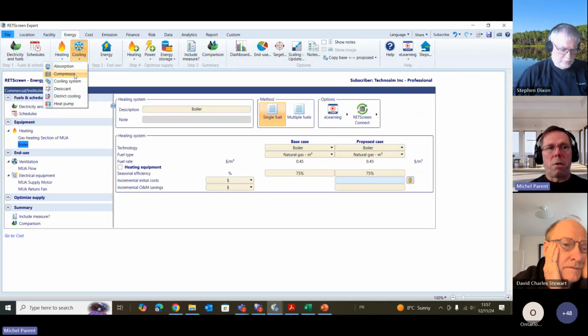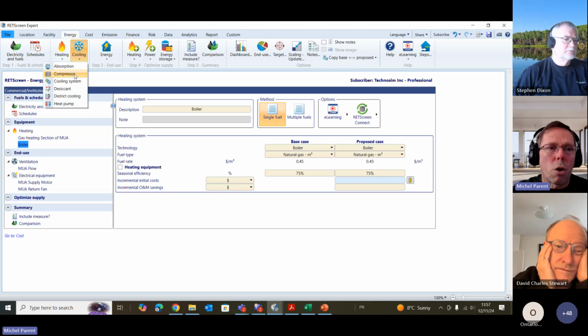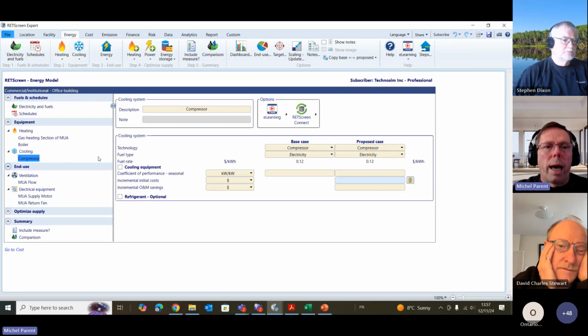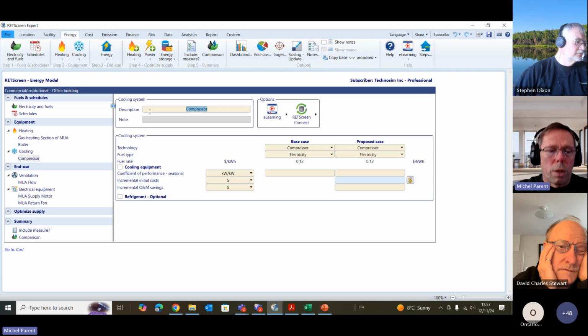Not a Rankine cycle, but a Carnot cycle, when you have compressors and a direct expansion system, you go compressor. And I'm going to call it DX cooling. I could have called it RTU cooling.